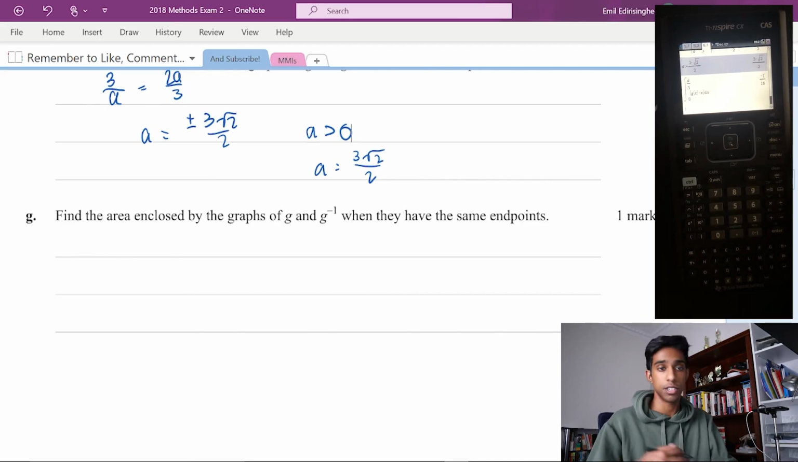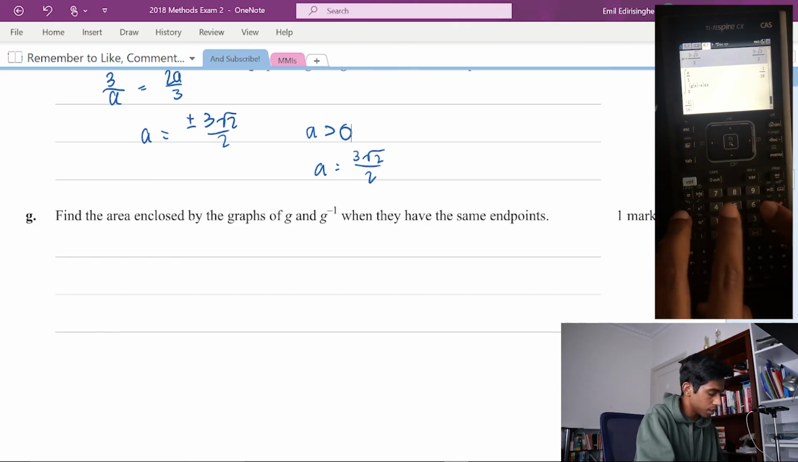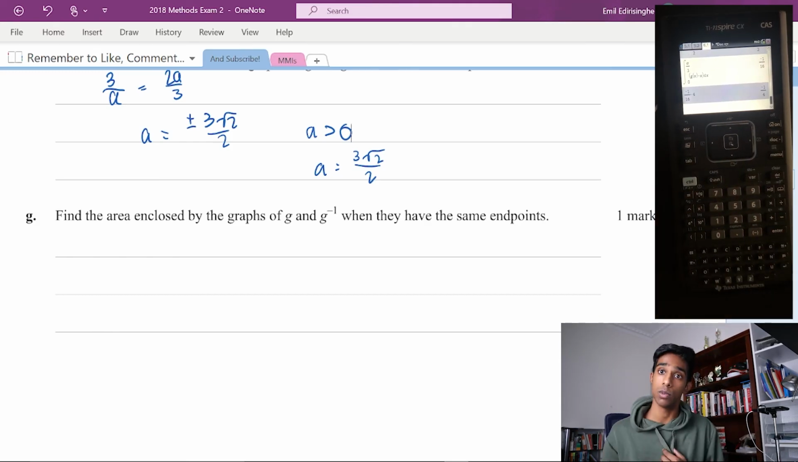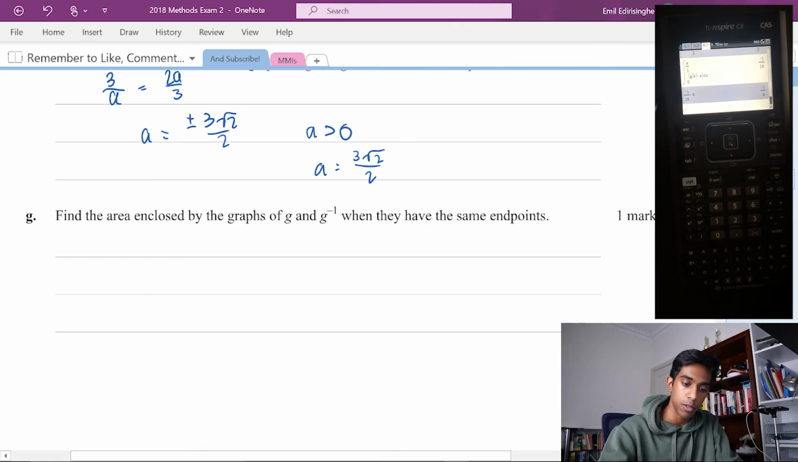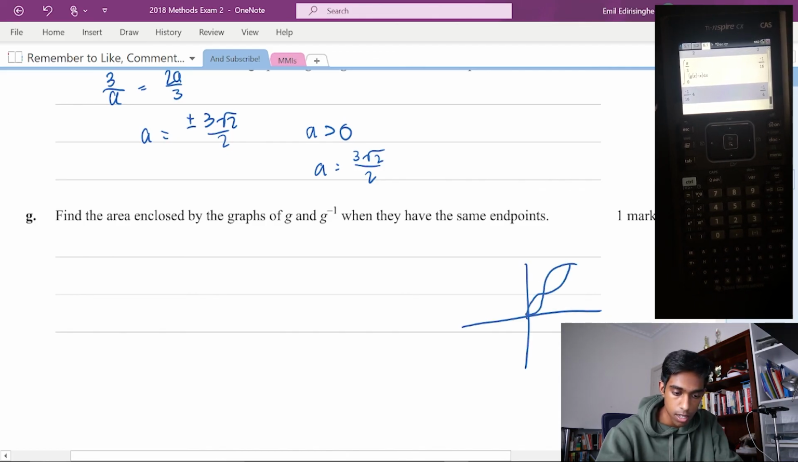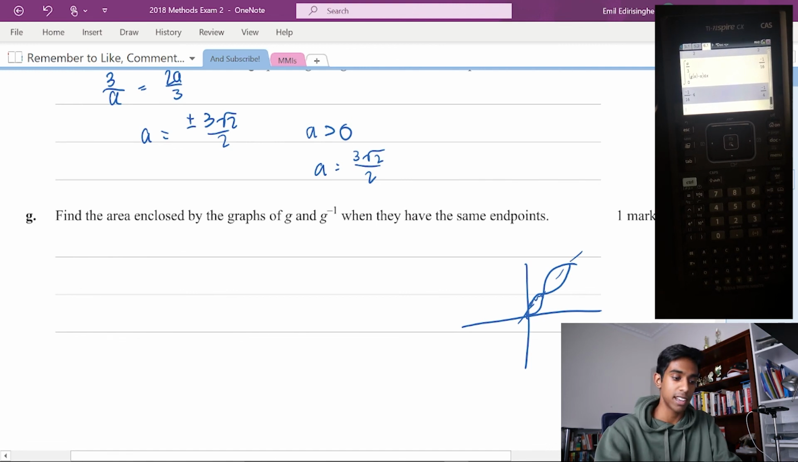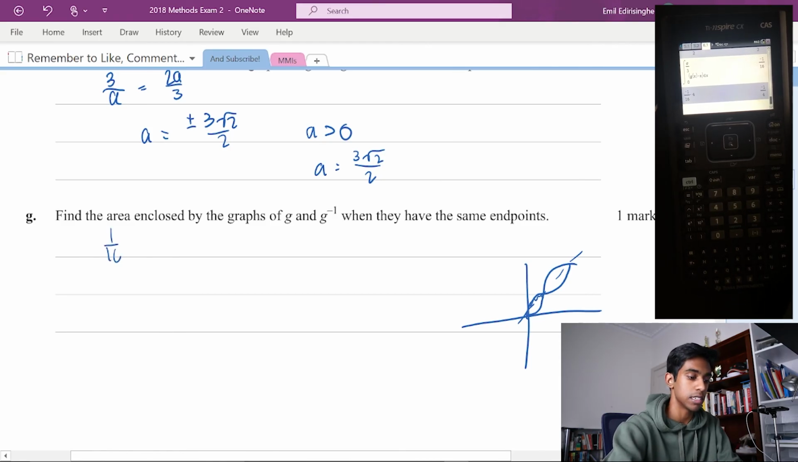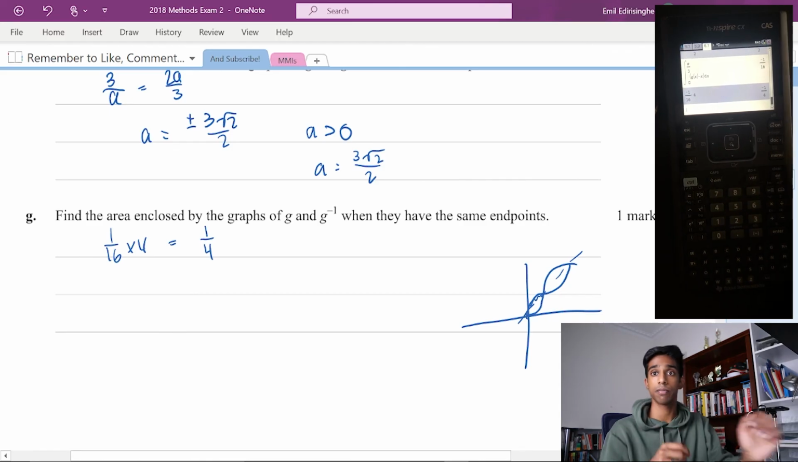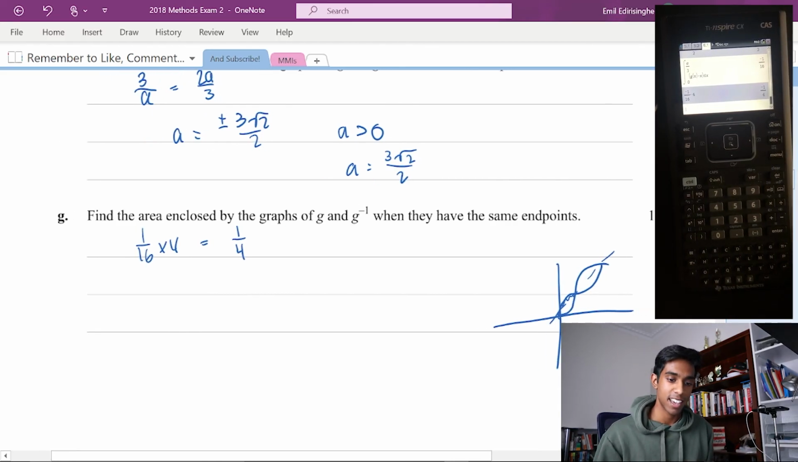And then we just multiply this by 4, because the way our graph will look is like this. And what we've essentially calculated is this area here, but it will be the same in all 4, even though my drawing is bad. So we get 1 on 16 times 4 equals 1 on 4. And that is the end of this paper.